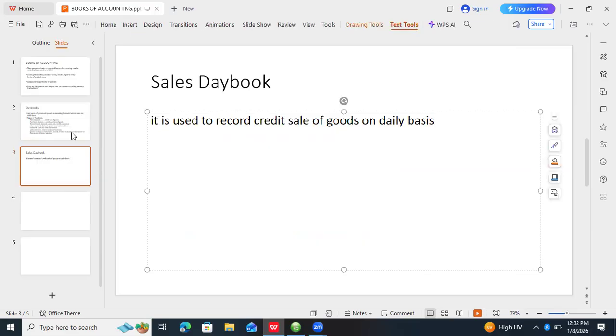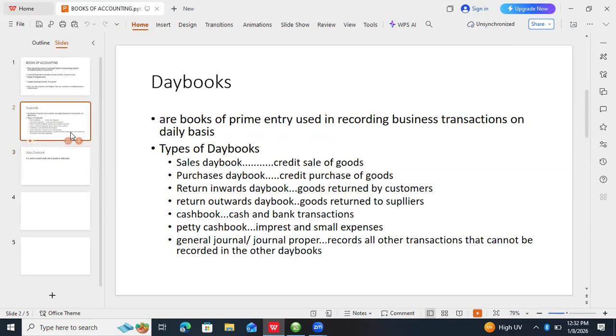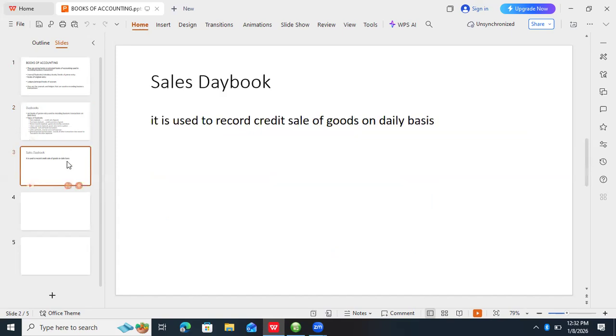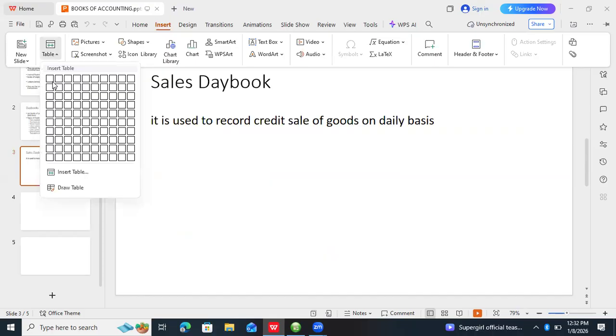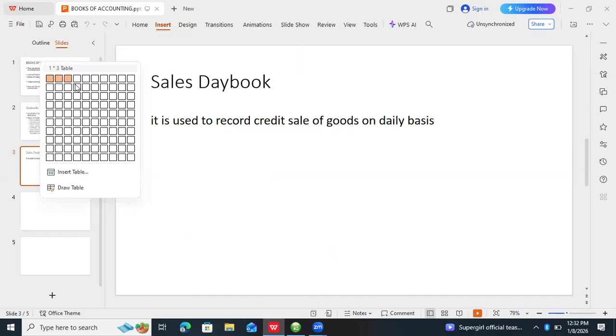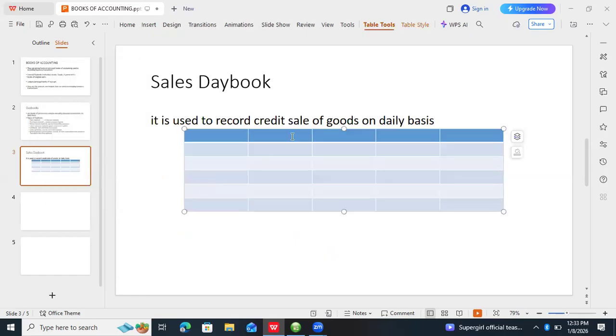Actually, the sales day book, the purchase day book, return inwards and return outwards have same format in terms of the columns, right? So let me show you these columns, so if you are asked to prepare a sales day book or a purchase day book or return inwards or return outwards, you normally need to have the following columns. So you first of all put the title or the heading, sales day book, right?